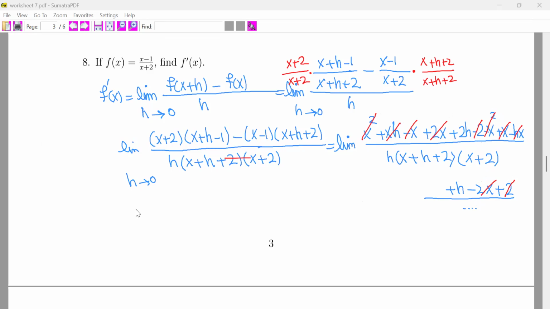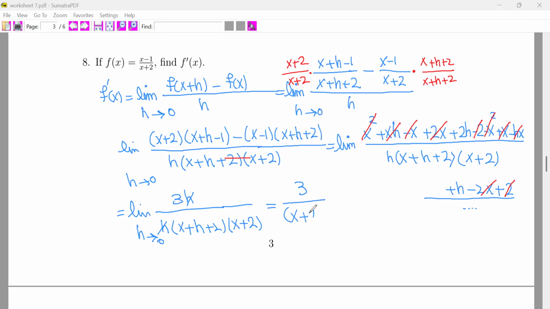So we are left with the limit of 2h plus h, which is 3h, over whatever we have for the denominator. And we know that we can cancel these two here. So we are left with 3 over x plus 2 squared. And this is the formula for f prime here. Let's move on to number 9.